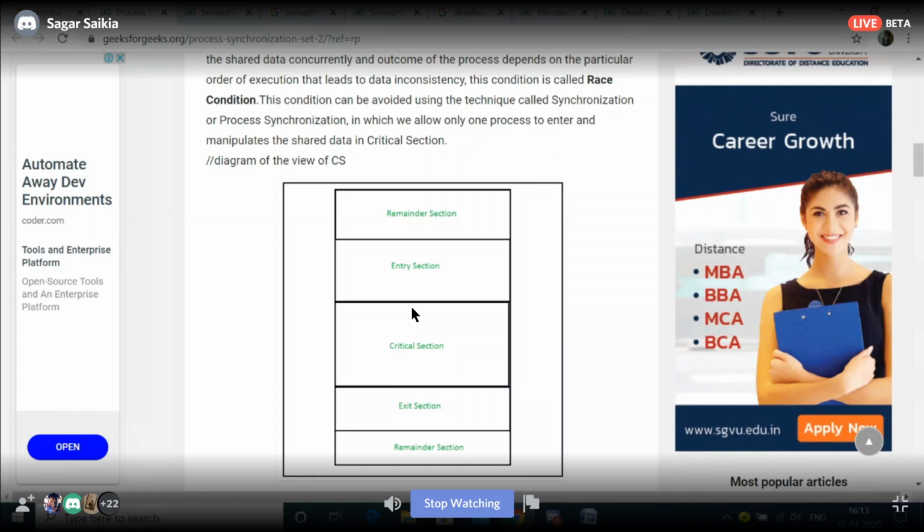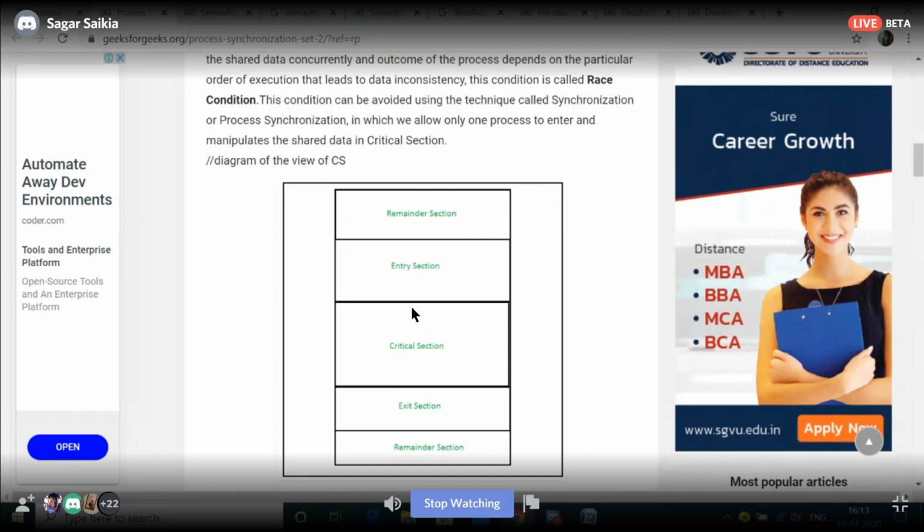So in the critical section, I can also say what they have written here. It is a part in which only one process is allowed to enter. That means in this critical section, only one process can enter. For example here, how many processes were there? 2. So out of the 2 processes, if someone has to enter the critical section, then only one can enter at one particular instant of time. It is a part in which only one process is allowed to enter and modify the shared variable.